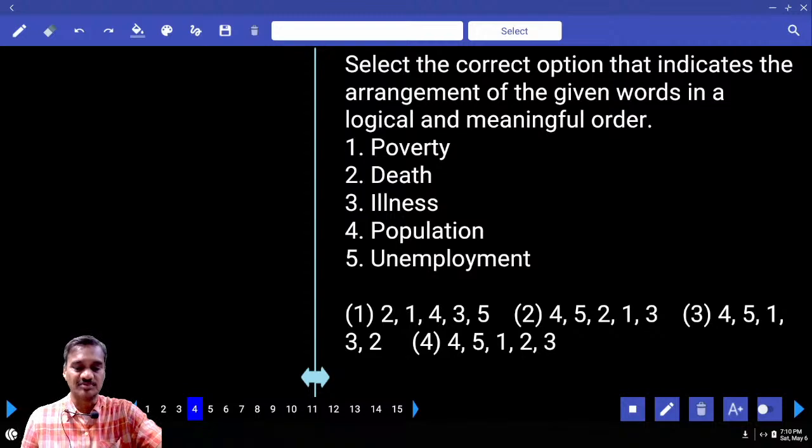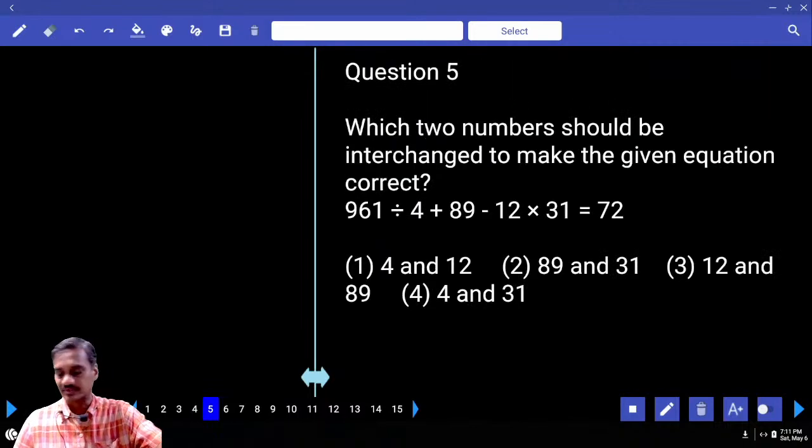Then question number 4. Poverty, death, illness, population and unemployment. Select the correct option that indicates a statement of the given words in a logical and meaningful order. Tell me what is the order we have? First one, population. Then poverty, death, illness, population, unemployment. The more the population, the more unemployment, and because of this more poverty and illness and finally death. Choice 3, question number 4.